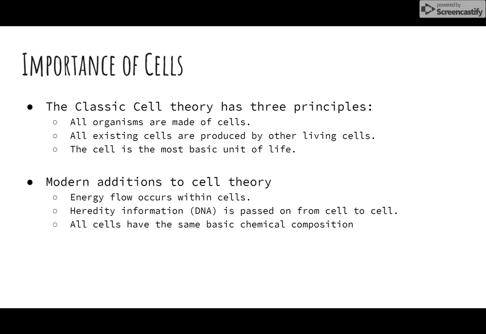There's hereditary information. There's genetic information in the form of DNA that is passed from cell to cell. And all cells have the same basic chemical composition. They're all made of the same stuff. Organic molecules make up cells.